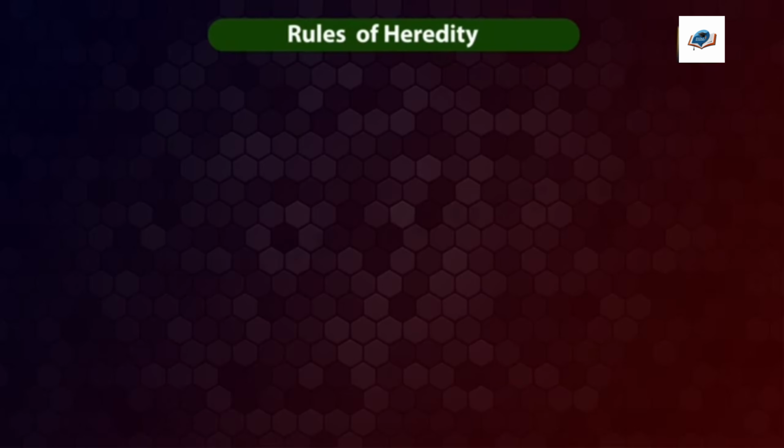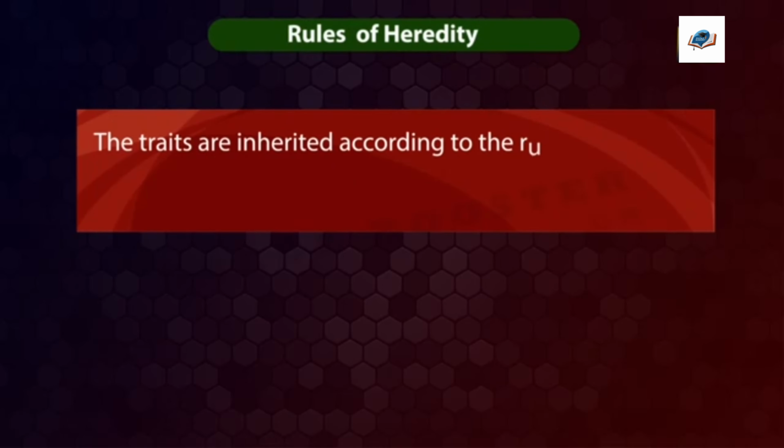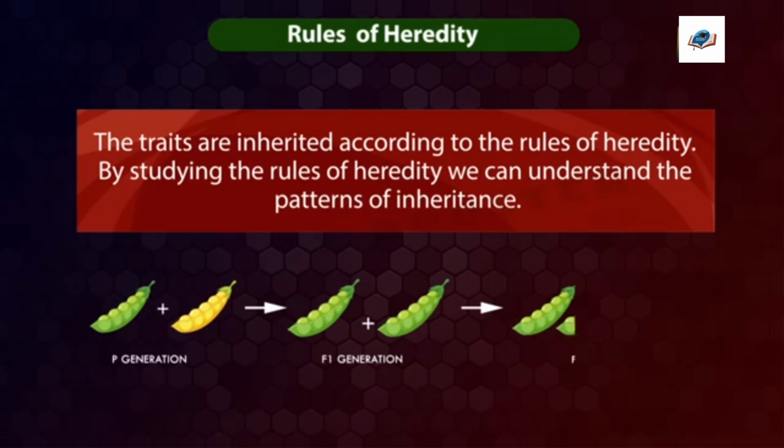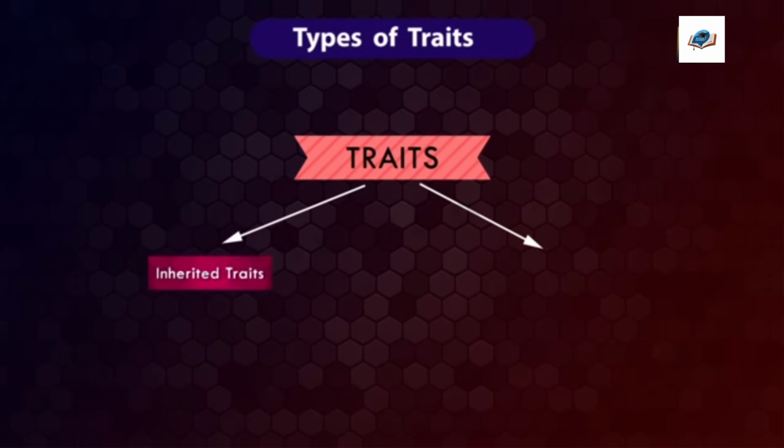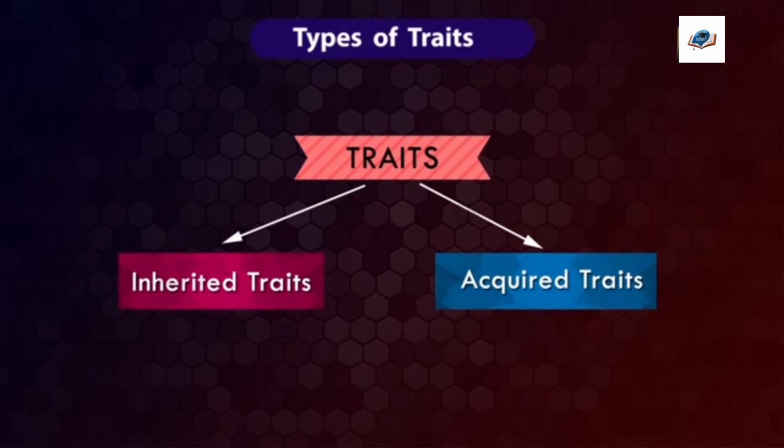Rules of heredity. The traits are inherited according to the rules of heredity. By studying the rules of heredity, we can understand the patterns of inheritance. Types of traits. The traits are of two types. They are inherited traits and acquired traits.